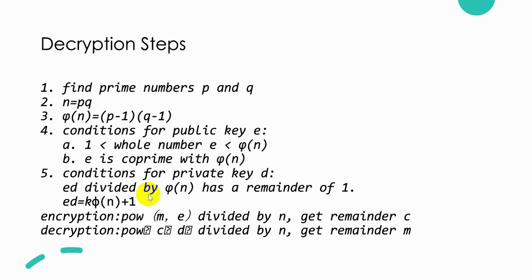And then for encryption, we know that the ciphertext is m to the power of e, divided by n's remainder. And then for decryption, the plaintext is c to the power of d, divided by n's remainder. So that's what we're going to need to do for finding m. But for today, we're going to see how to find the private key D.